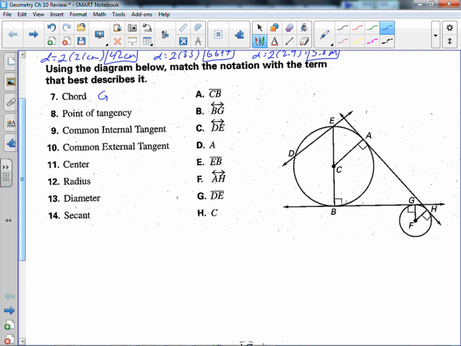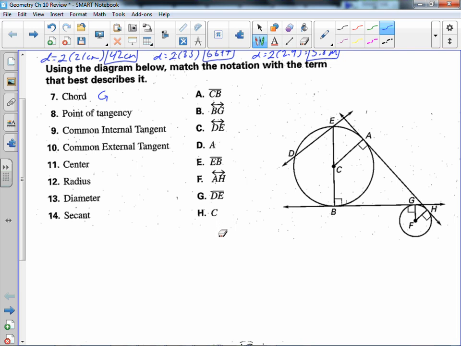Right. And make sure you pay attention, because a chord is a segment. So DE is part of this line, but we just want the segment portion for the chord. So we're getting DE with the little line segment above it, not DE with the line above it up there.